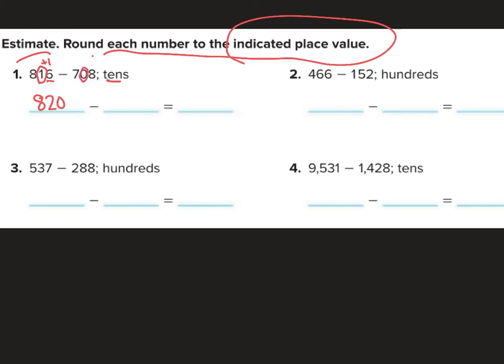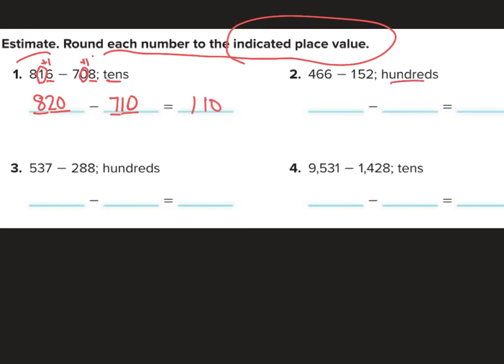Circle the digit in the tens place, underline the digit in the ones place. And sometimes I have kids like, wait a minute, Mrs. Samer, hey, that's a 0. What do I do with a 0? It's still a number. You still do all the same steps, okay? So the 8 tells the 0 to add 1. So I'm going to get 710. So 820 minus 710, my brain says 20 minus 10 is 10. 800 minus 700 is 100, so you get 110.